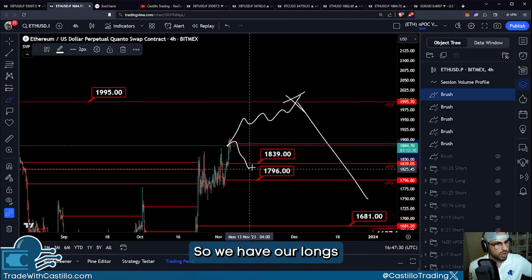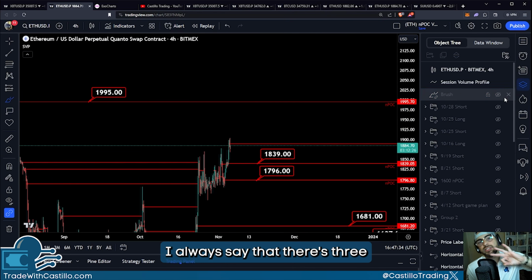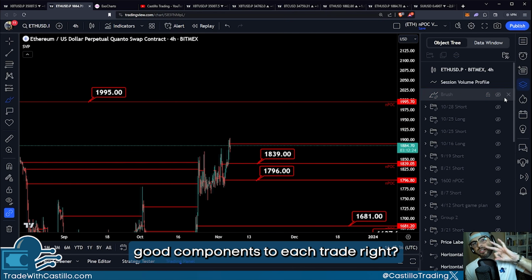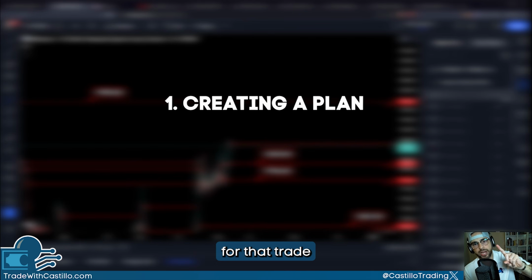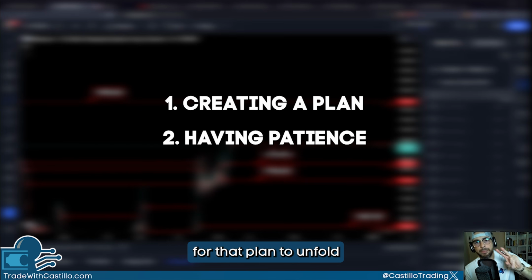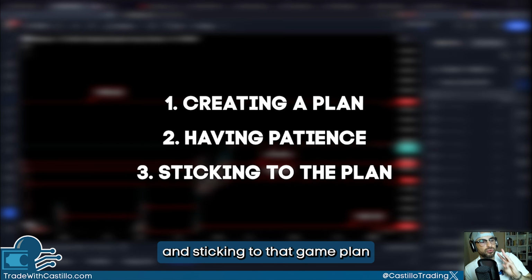So we have our longs, we have our shorts, and it's just a matter of waiting for those to play out. I always say that there are three good components to each trade, right? The first one is creating a plan for that trade. The second one is having patience for that plan to unfold. And the third one is actually capitalizing and sticking to that game plan.